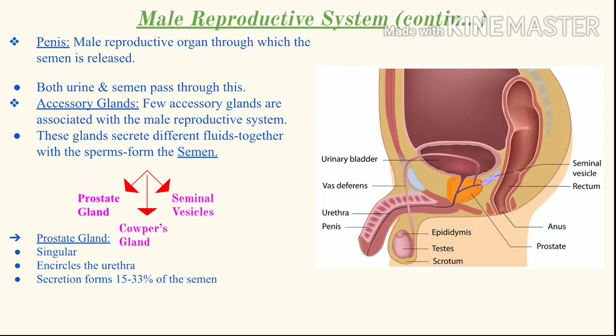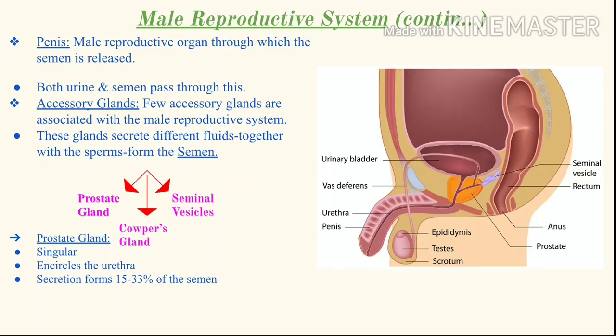There is given the function of the penis: the male reproductive organ through which the semen is released, and we can say both urine and semen pass through this. A few accessory glands are associated with the male reproductive system. These glands secrete different fluids which, together with the sperms, form the semen.